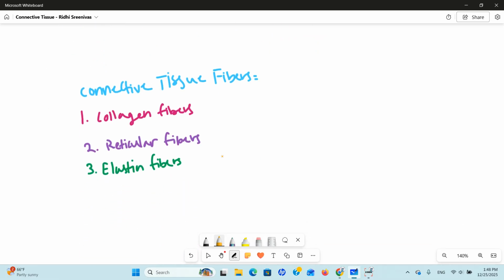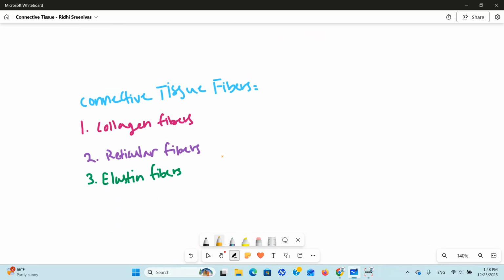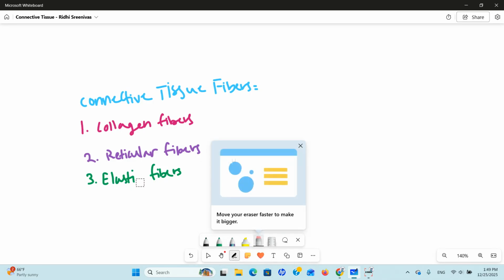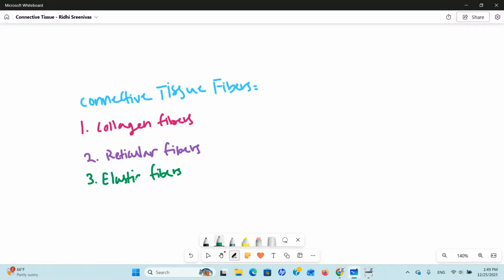So now let's look into connective tissue fibers. There are three main types, all made by fibroblasts, and they are maintained by fibrocytes. First we have collagen fibers, then we have reticular fibers, and then we have elastic fibers. Sorry, they're made of elastin, but they're called elastic fibers.